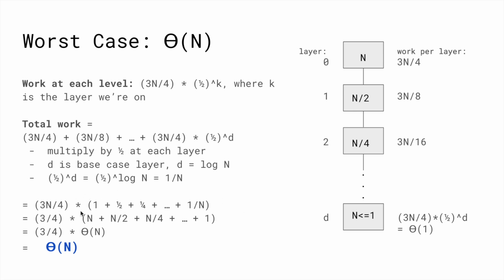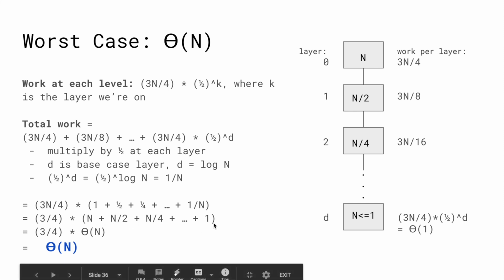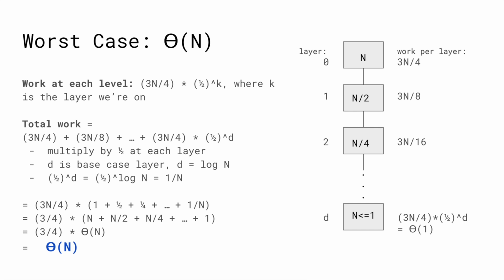But we can take out that 3n over 4. Here you can see the work, so we start off with 1, then 1/2, then 1/4, and so on. And if we distribute that n, we're getting something that hopefully looks a little bit more familiar, right? So we know that n plus n over 2 plus n over 4 all the way until 1 is going to be theta of n, and overall this runtime is also going to be theta of n.